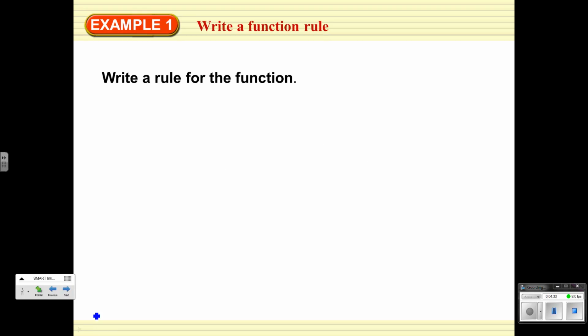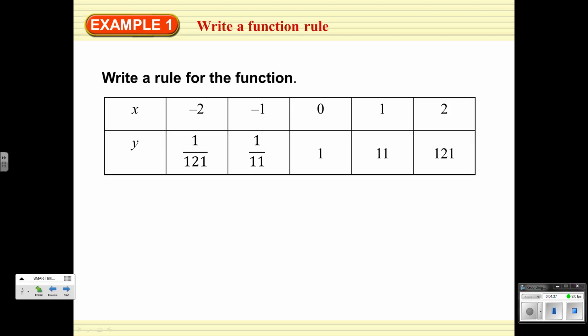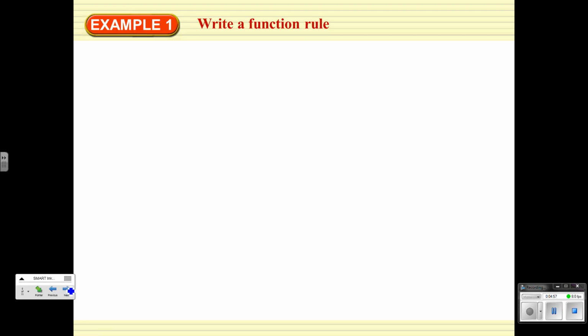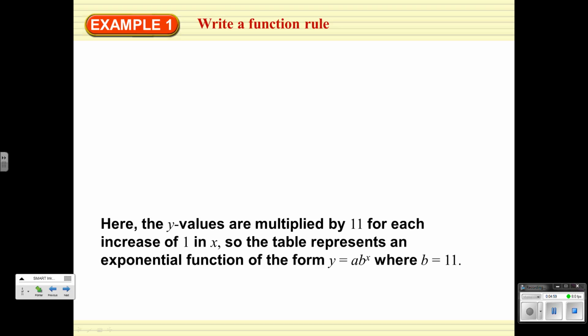Okay, all right, so here's our first example of writing a rule and how we're going to learn how to write the rule. So here's our table, and it says write a rule for this function. Well, first of all, we want to look and see whether the function is exponential versus linear. So in other words, are we increasing or decreasing by a constant rate with both x and y? Okay, so let's look at our table.